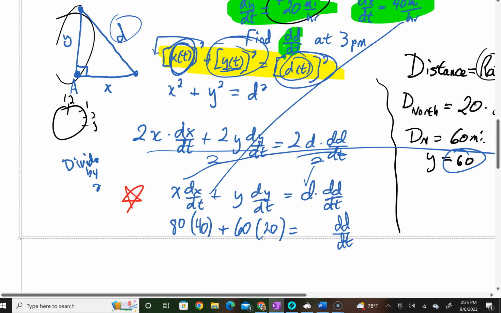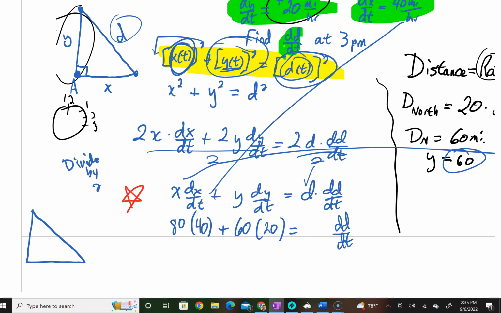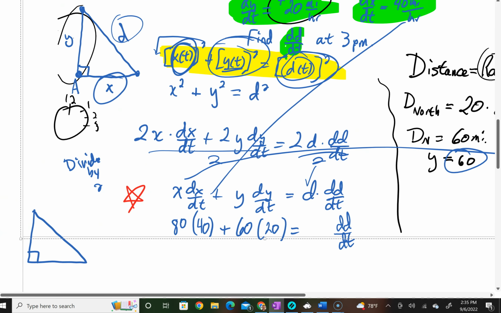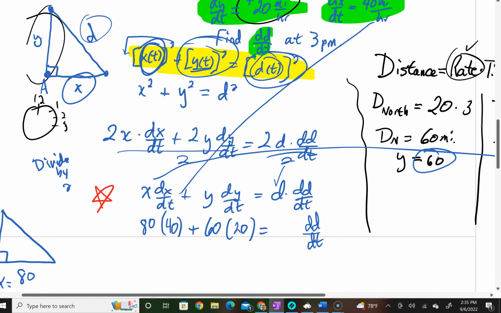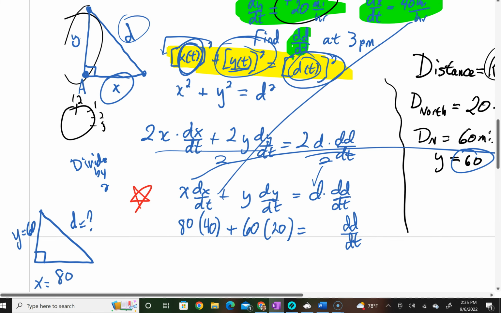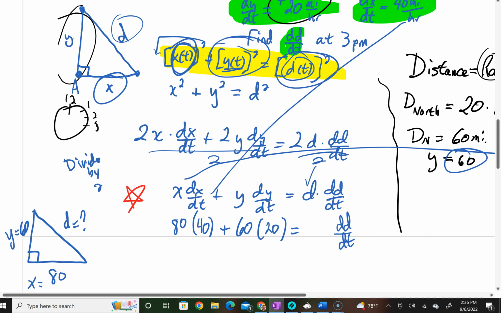Well, let's revisit this triangle just for a moment. Look at x. X, we saw just a second ago, was 80, right? That's right here. What about y? At 3 o'clock, y was 60. That's what we just plugged in. And then you could say, could you find the distance between them? Well, there are a number of ways we could do this. We could do the Pythagorean theorem. We definitely can do that. That would always be a correct move.